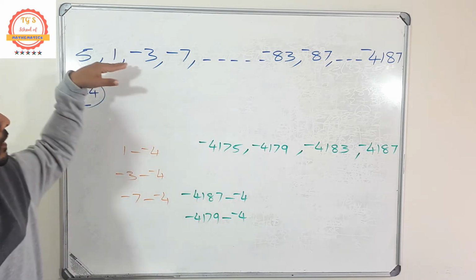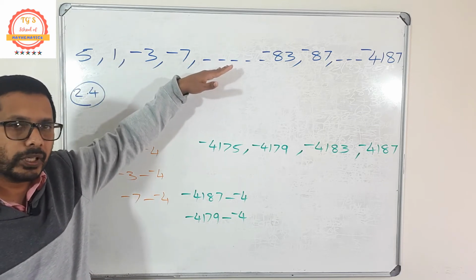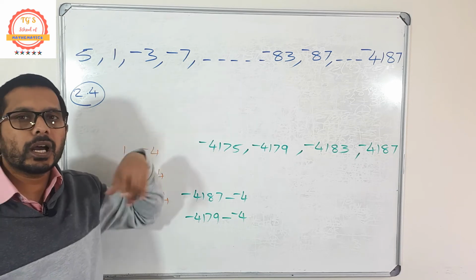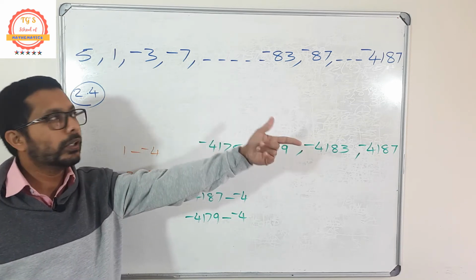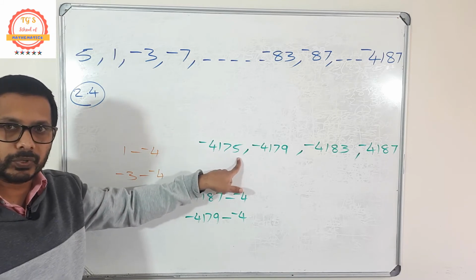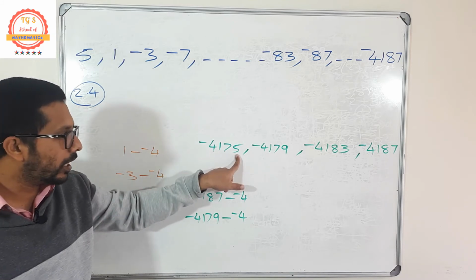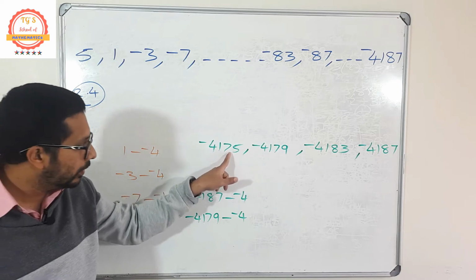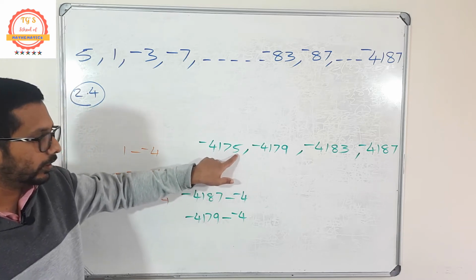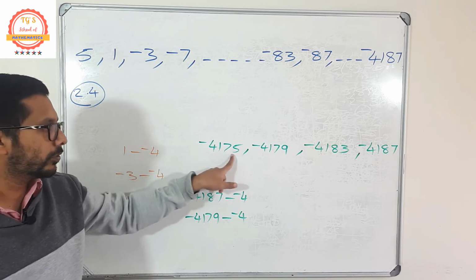Okay. So in this sequence, listen very carefully. In this given sequence, which one is the last number divisible by 5? This 4175, because that's the last number divisible by 5. Why is it divisible by 5? How can you understand? The last number is 5. That means this number is divisible by 5.